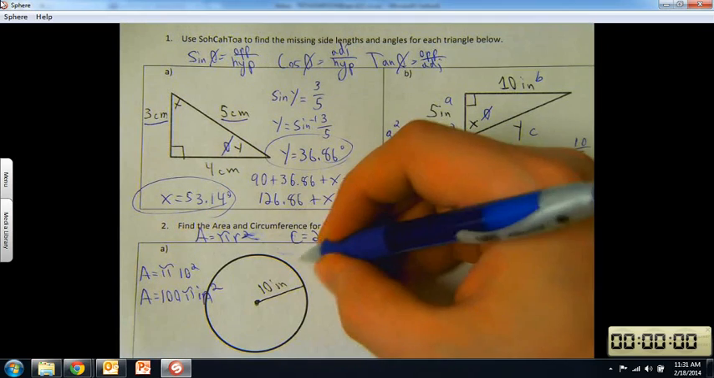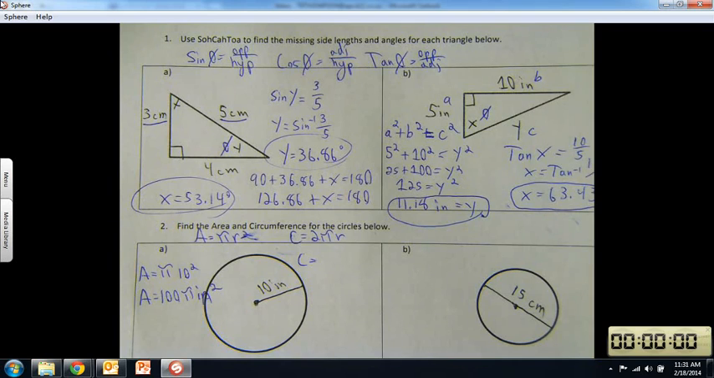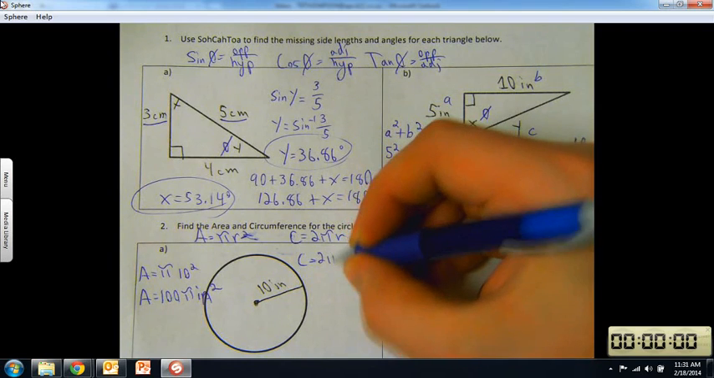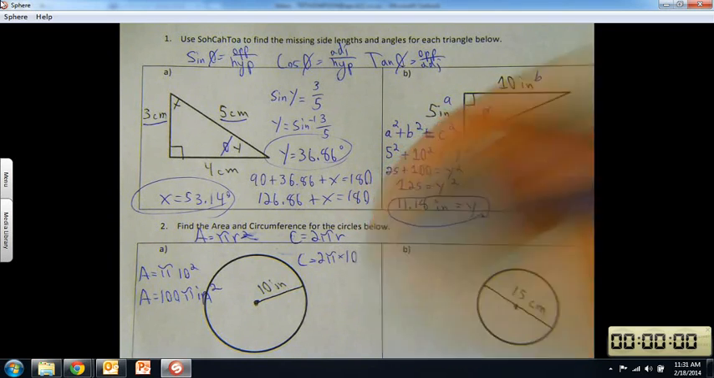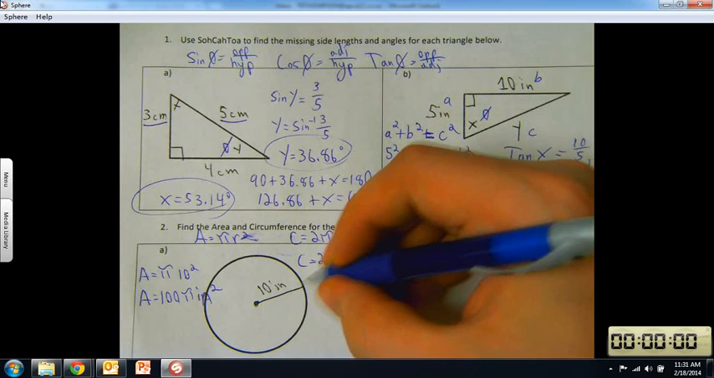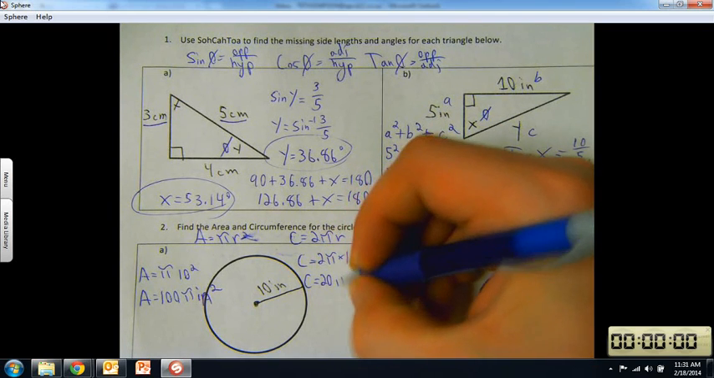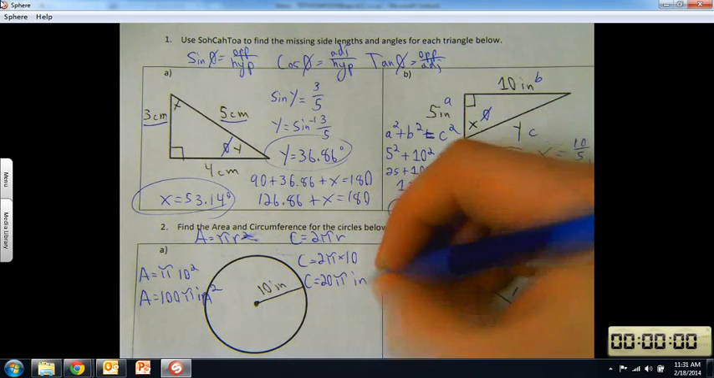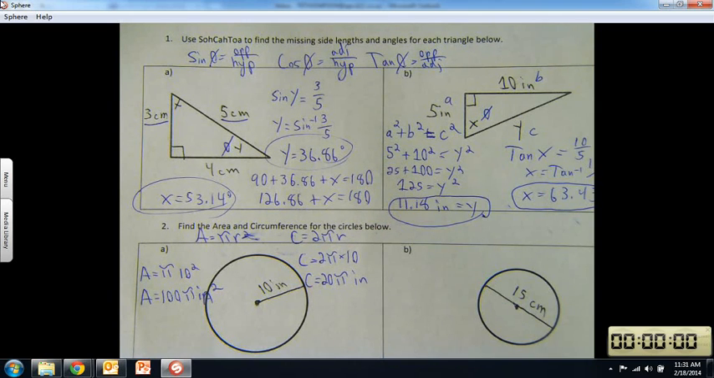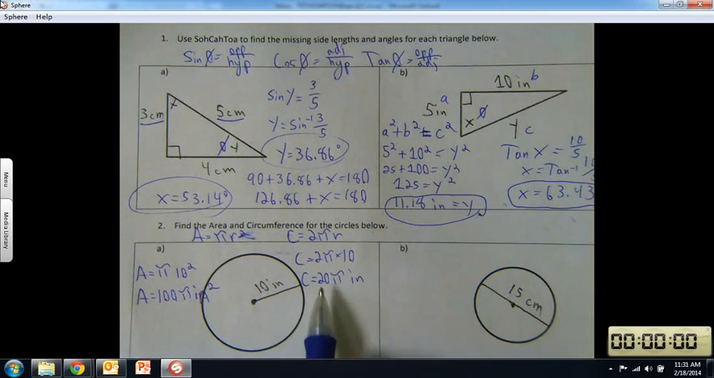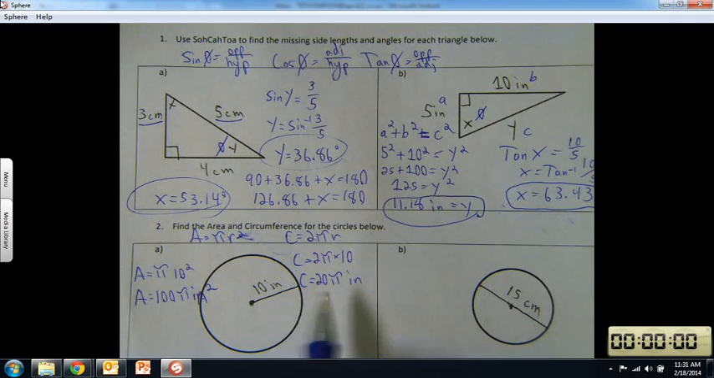Circumference, 2 pi r, 2 pi times 10. 2 times 10 is 20, so circumference equals 20 pi, and circumference is just inches. And that's it. Now you could go farther and do 100 times 3.14 and 20 times 3.14, but this is a more accurate answer. There is no rounding here. This is the kind of thing you'll see on ACT.